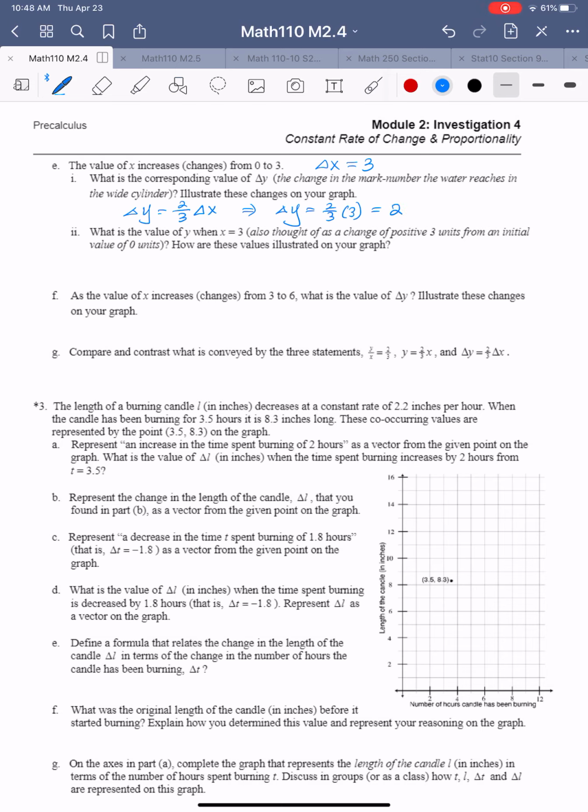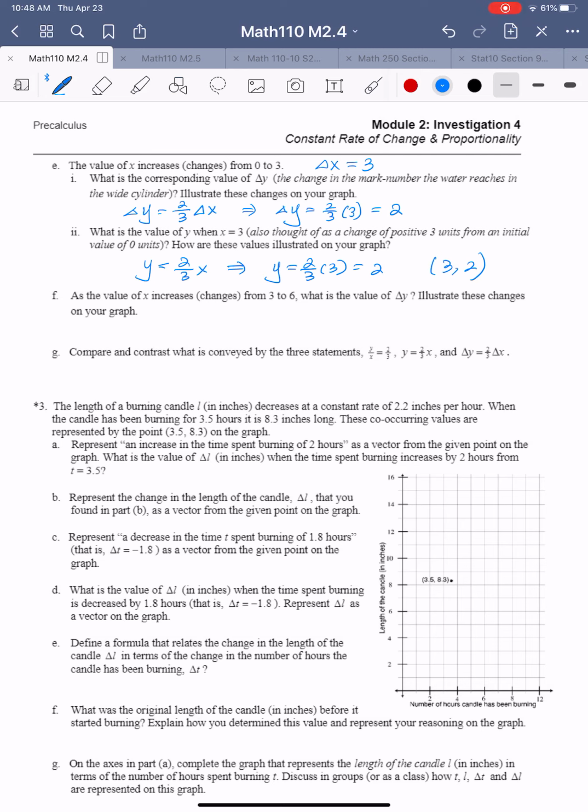Mark the 2 marks. In number 2, what is the value of y when x equals 3? So now we have to use the y equals 2/3 x equation, which is y equals 2/3 times 3. And then it becomes 2, which is the coordinates you can get, 3 and 2 from the 0 to 0.